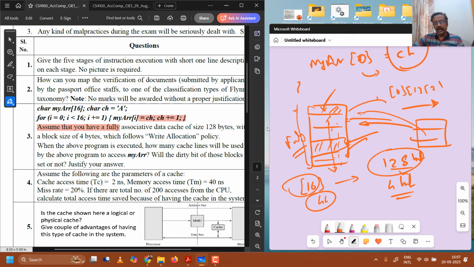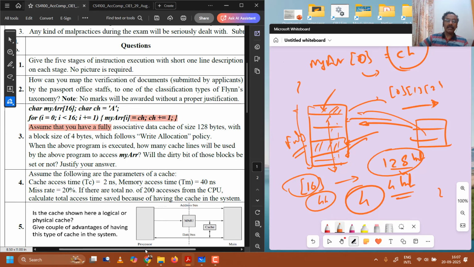Cache line and block are the same. I am using both to make you aware that they are the same, and cache lines are the same as blocks, and they will be used by the program inside my array. After that, my array is gone and the blocks may be evicted. That is not our problem. But I am showing you a piece of code and asking how many blocks are used, and for sure it will be using 4, with respect to my array access only. I am not talking about ch, which may be residing in another block that needs to be brought into the cache, but with respect to my array, it will be 4.